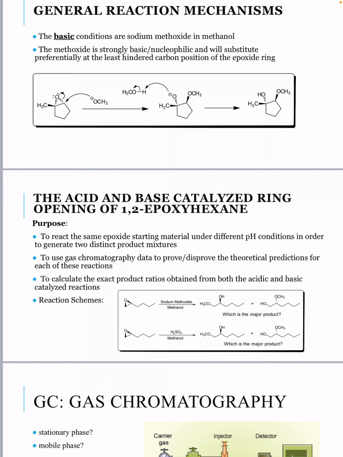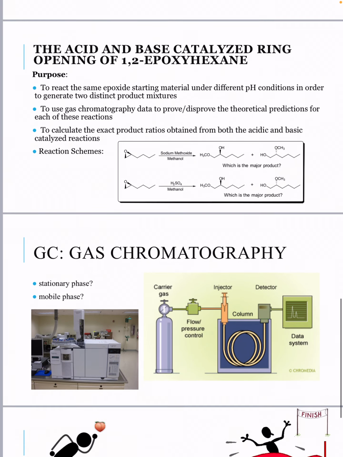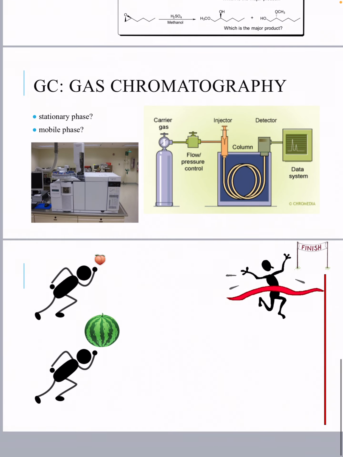Alright, so it mentioned here that the purpose was to react the same epoxide in both conditions, use GC data to prove or disprove the theoretical prediction, and also calculate the exact product ratio obtained from both reactions. So we're going to talk about GC. GC is called gas chromatography.